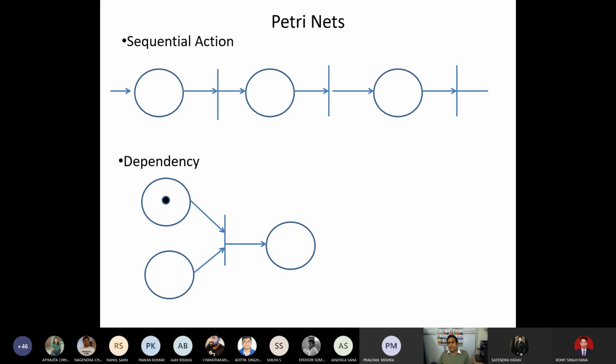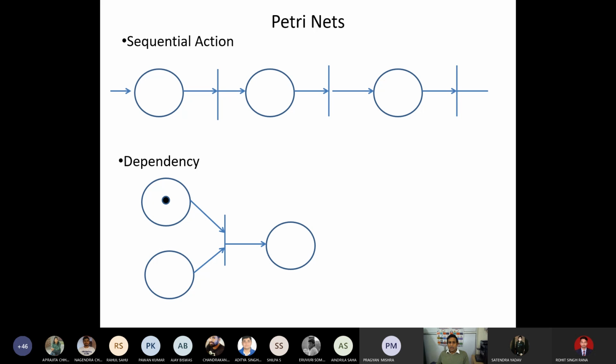So the sequential actions are carried out this way. Initially, one of the input places will have a token, and only then the action will be fired, or the transition will be triggered. Thereafter the output place will contain a token, after which the next transition will be fired, and so on. This is a very sequential action, which we have seen previously.